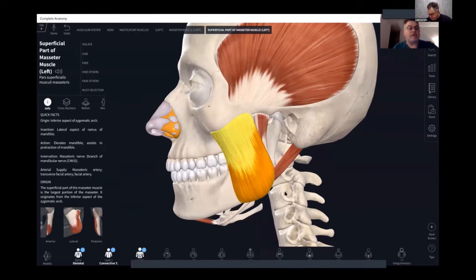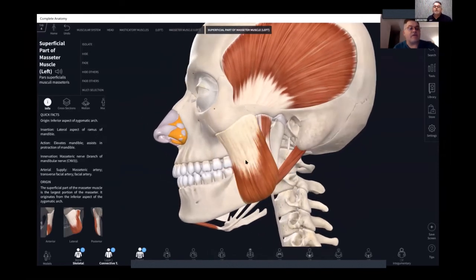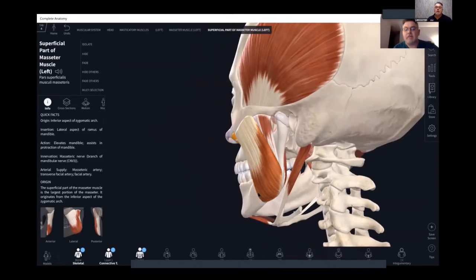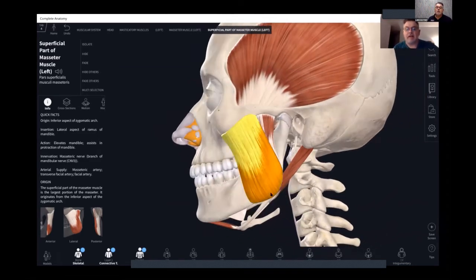So its origin is the inferior aspect of the zygomatic arch. So that's very palpable. And then it inserts into the lateral aspect of the ramus of the mandible. So they're at that angle, mandibular angle, if you will. And its action is elevating the mandible, and it assists in protraction of the mandible. So it's got a little movement there. Innervation, the masseteric nerve. It's a branch of the mandibular nerve.